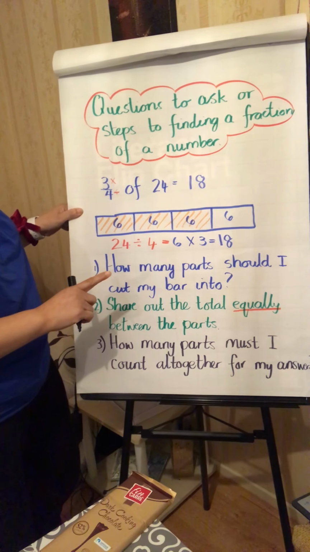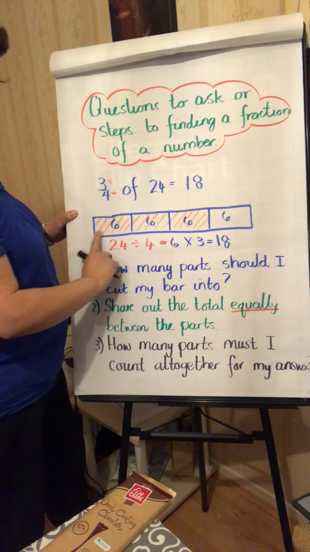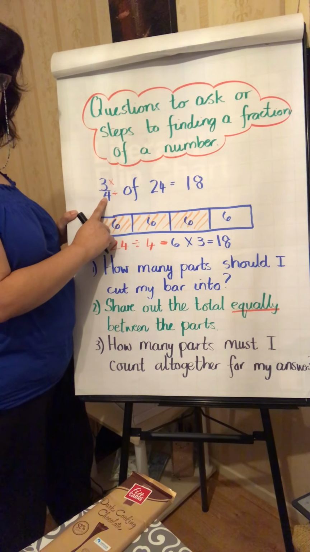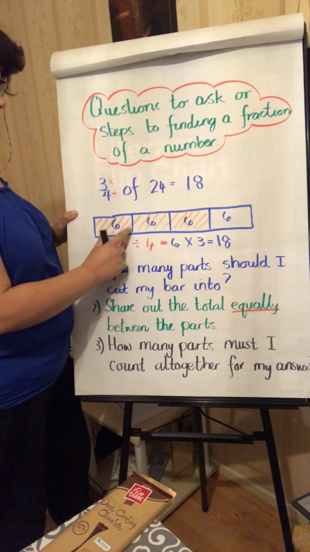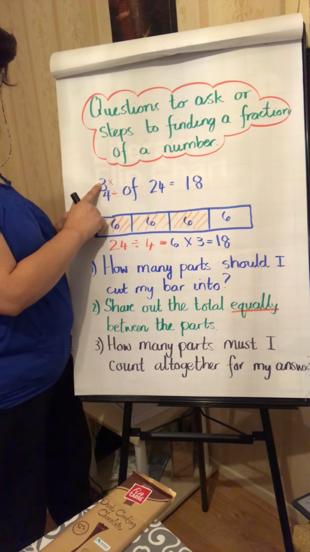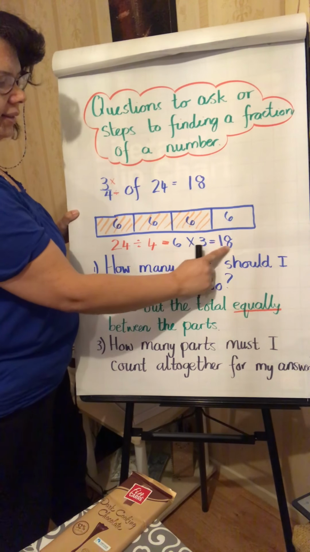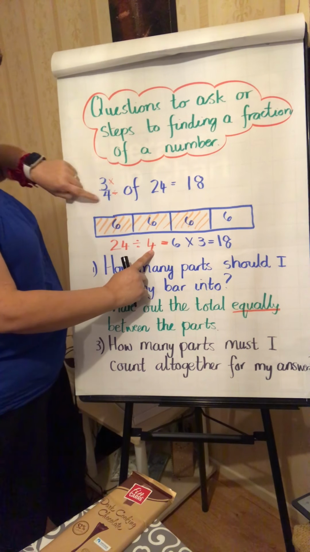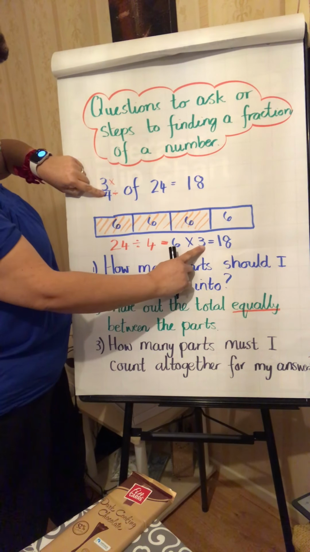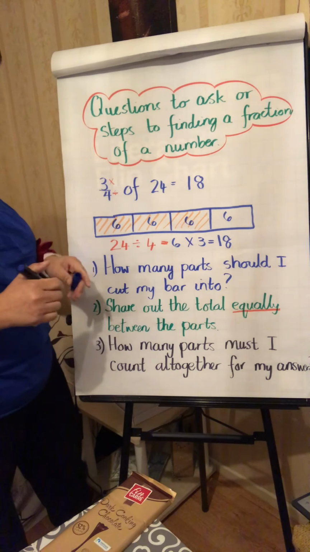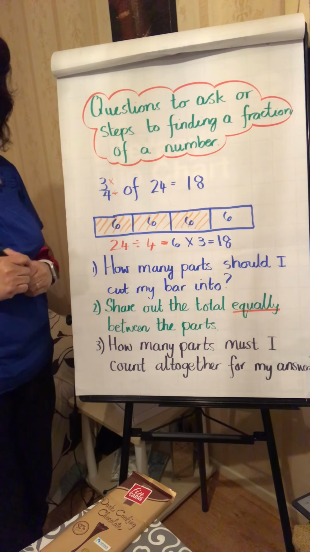Remember your tips. How many parts must I cut my whole shape into? You look at your denominator. Find your answer for your 1 part. Now you need to multiply it by your numerator. And then the end result is your answer. So 24 divided by 4, your denominator, multiplied by your numerator gives you your answer. So follow these steps and you'll always get it right.